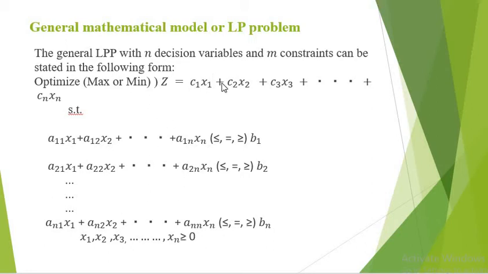Here Cj's are coefficients of decision variables. Xj represent their per unit contribution to the value of the objective function, and Aij's are called the technological coefficients or simply coefficients, and they represent the amount of resources consumed per unit variable. And now Bi's represent the total availability of the ith resource.